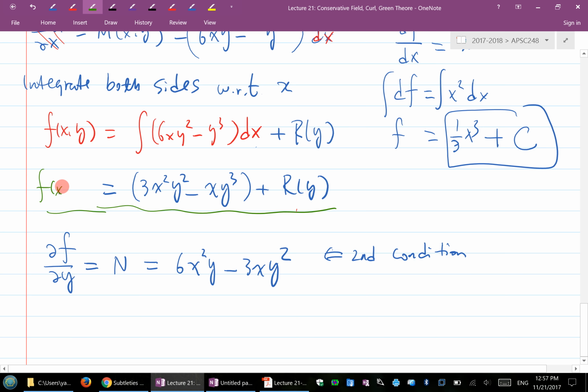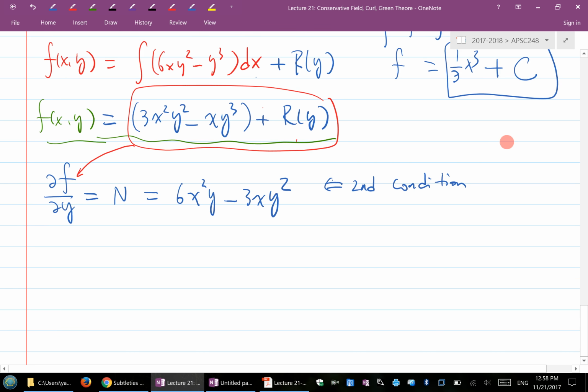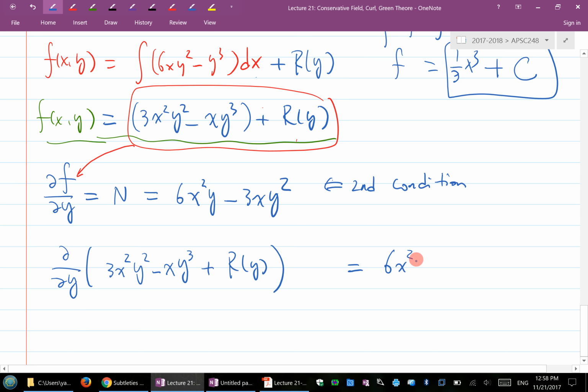Here is your f of x, y. So we substitute this function, the results, into this partial derivative. So let's see what happens if I do the substitution. Partial of this over partial y, substitute 3x squared y squared minus x y cubed plus r of y into this function f, and this one's supposed to be 6x squared y minus 3xy squared.